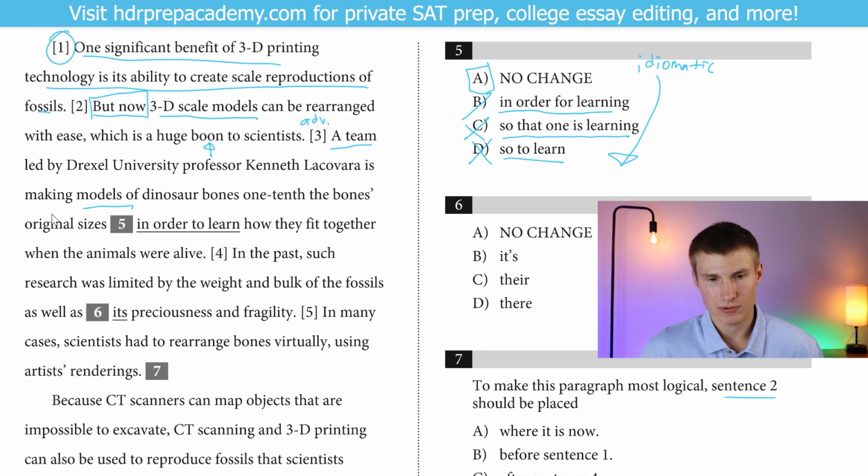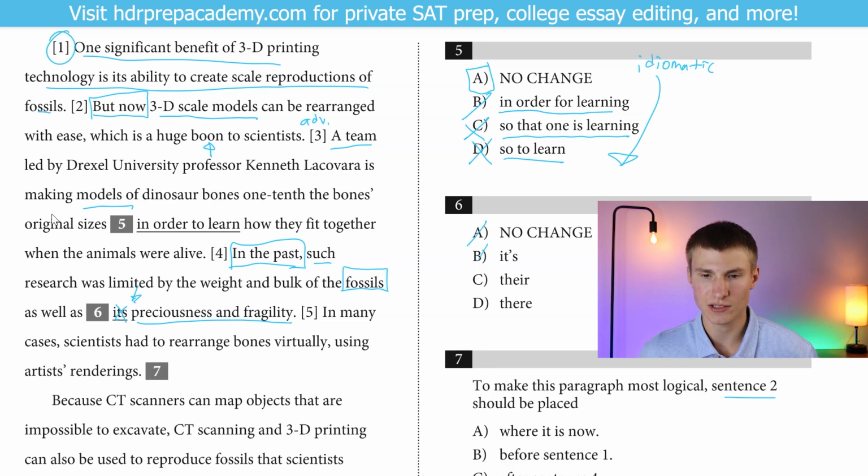So let's go ahead and keep reading. We see in sentence 4, we have in the past. Okay, I've been looking for that, for what comes before the sentence I want to place, so I'll keep reading. In the past, such research was limited by the weight and bulk of the fossils, as well as, and this is going to have to be, their preciousness and fragility. How do I know that? Well, I need to determine what noun I'm referring to, because ultimately I'm going to be putting a pronoun here. The noun I'm referring to is fossils.